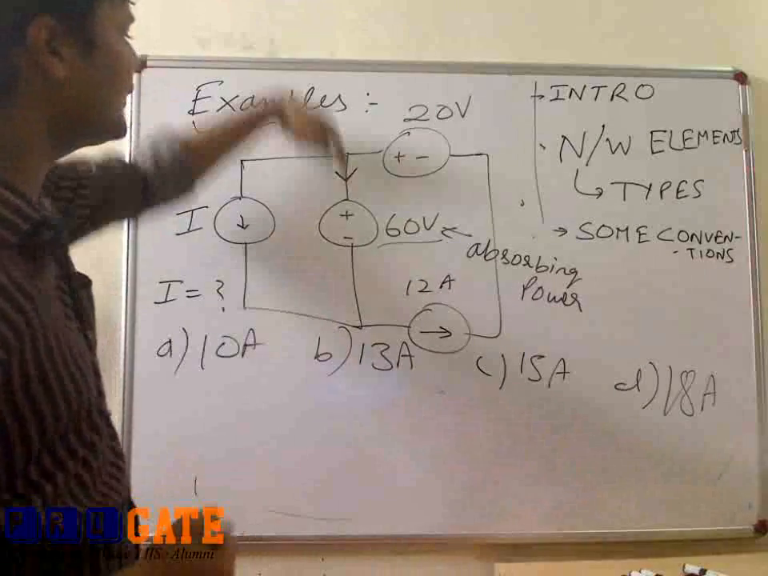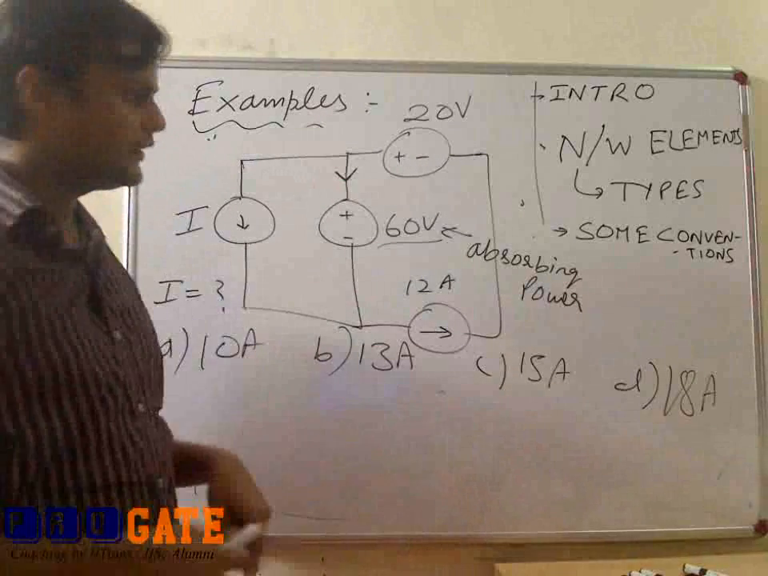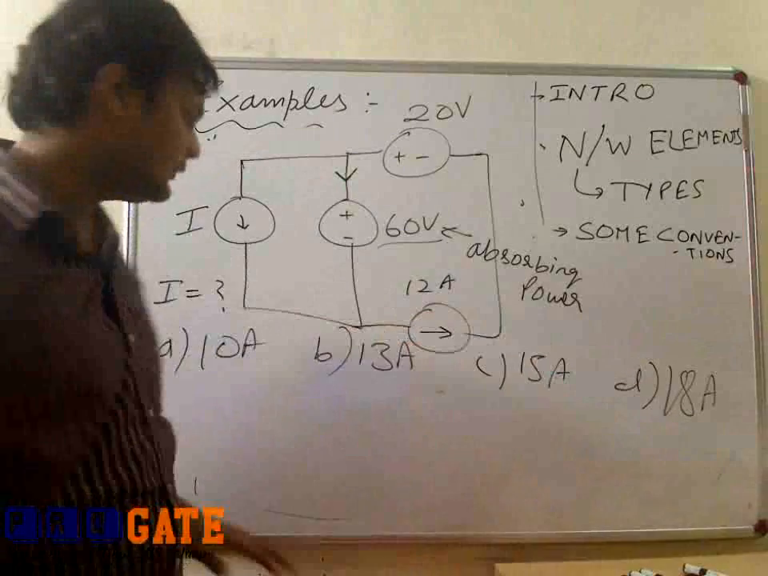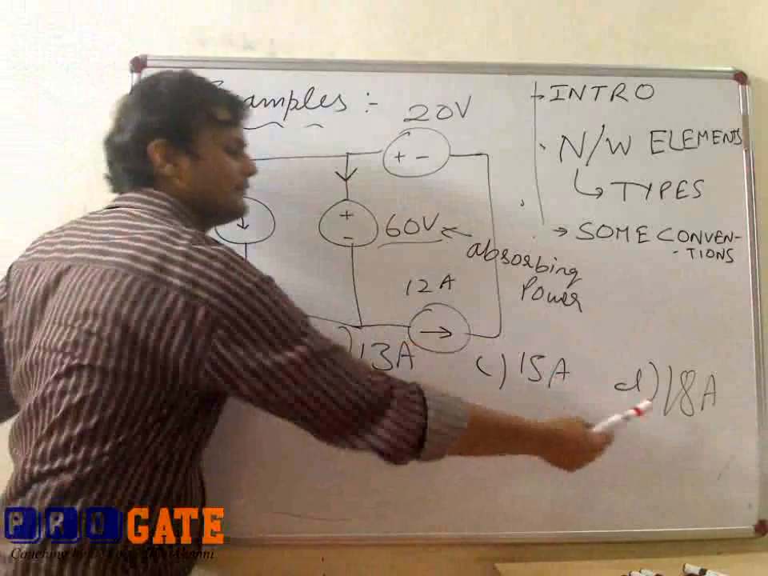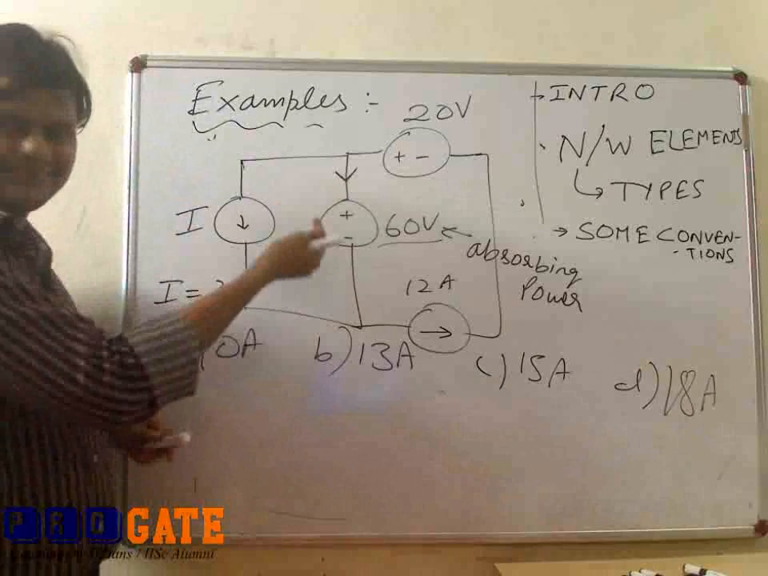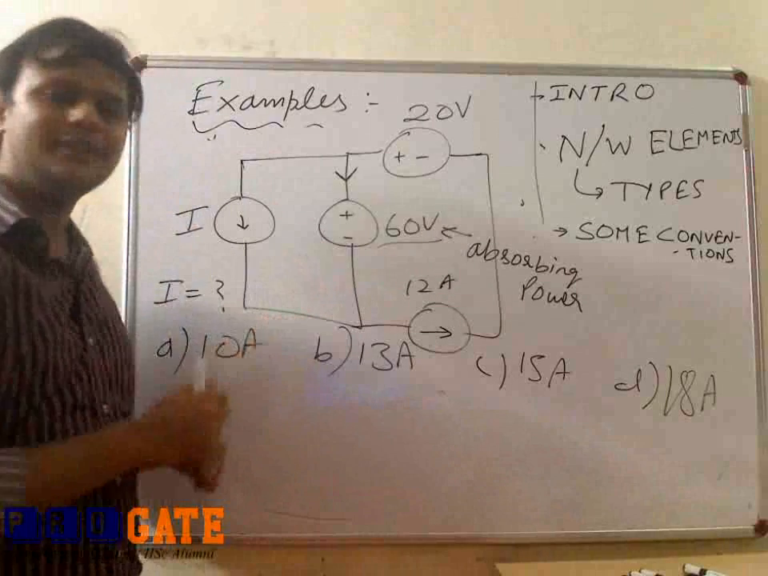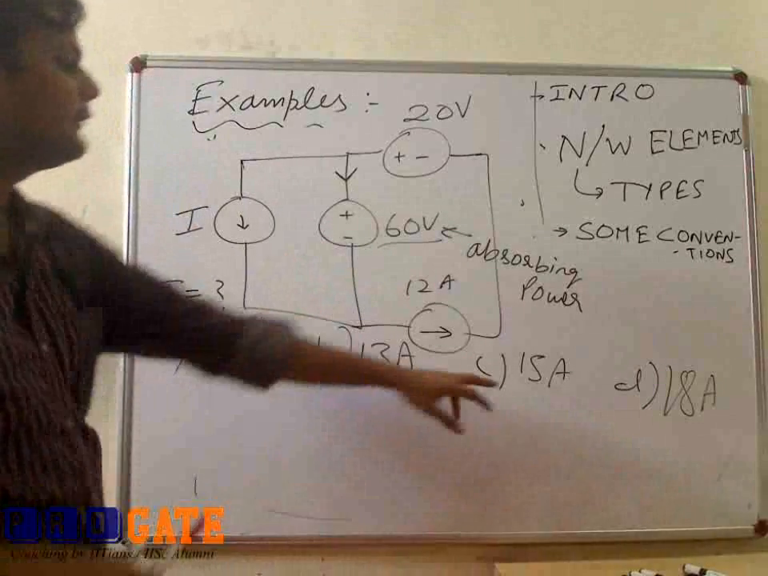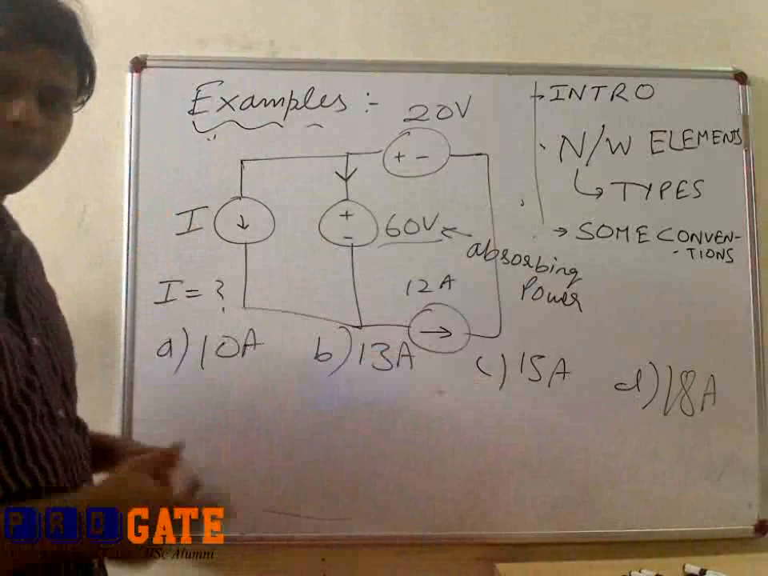We know the direction of the current to the 60 volt source is like this. It cannot be inverted. It is known that it is absorbing the power. Then what should be I from these 4 options? If any option is violating this condition, that the current is outgoing, then it will not be the correct answer. Let us say I take 15 amps. Let us say I is 15 amp.